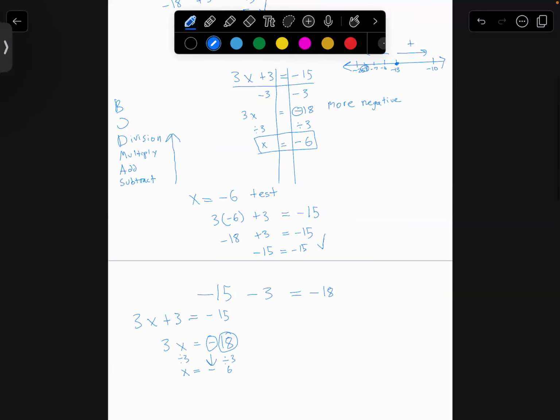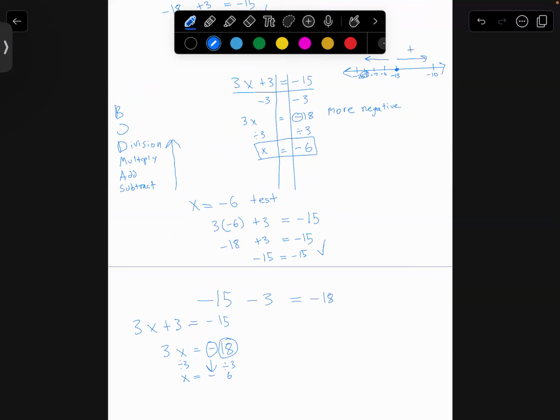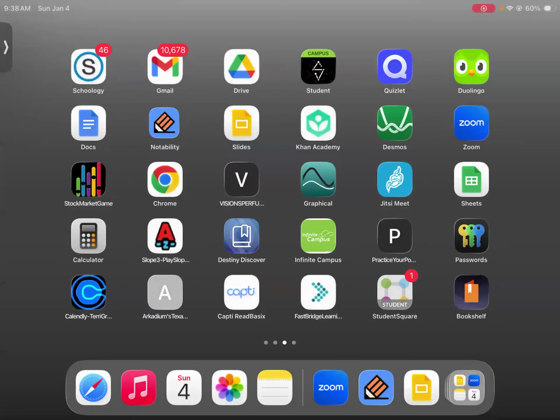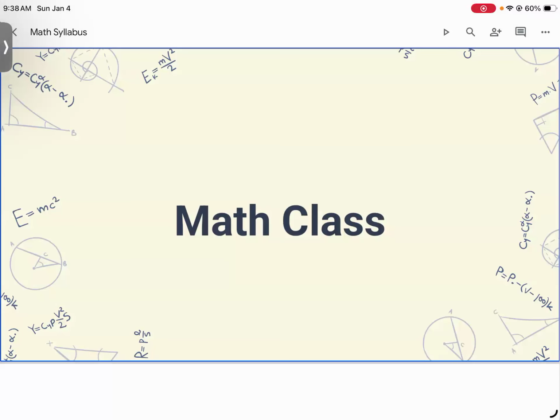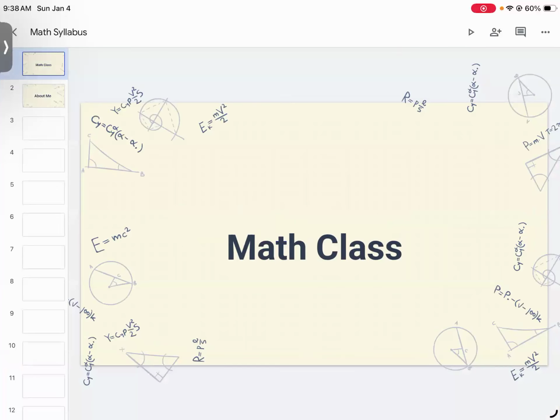And then we can just test it as well, and we see that it works. So does this make sense? Yes, they have understood. Okay, sounds good. Next, we will move on to two-step equations with word problems.